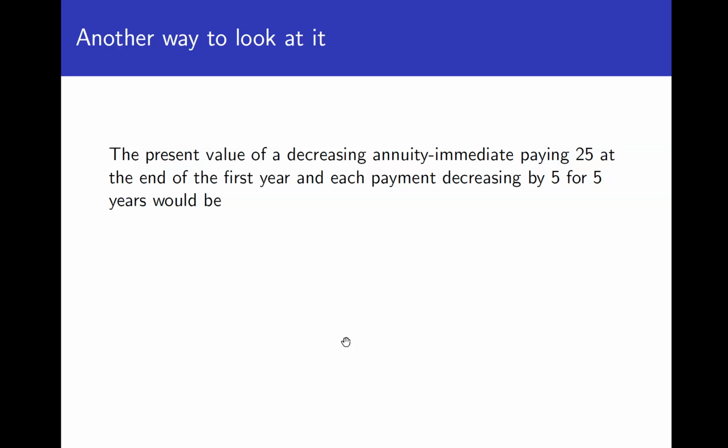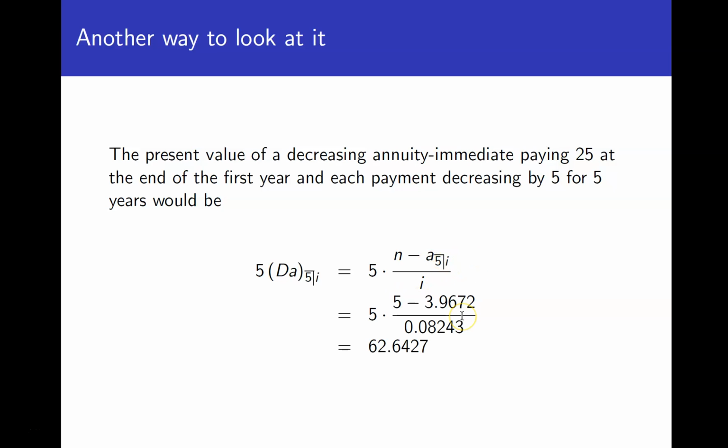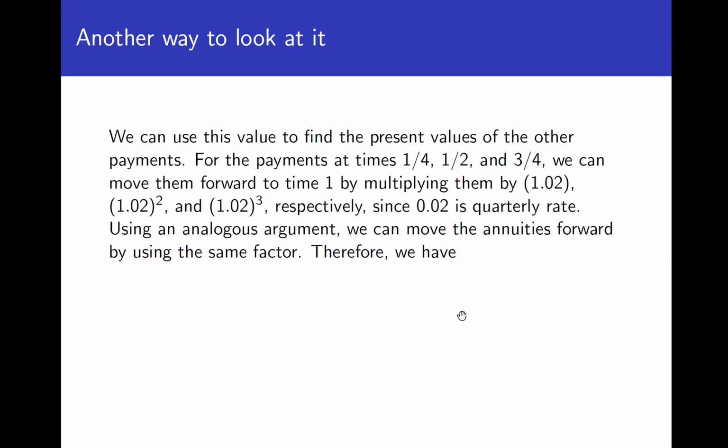We can think of this as a decreasing annuity paying 25 at the end of the first year and then decreasing by 5 for each of the next 5 years. So we have our regular decreasing annuity formula. Notice in this case we have the annual effective interest rate in both places in our formula. And we get a little over $62 using our formula in our calculator. So notice that's just one piece of it. We have 4 different pieces.